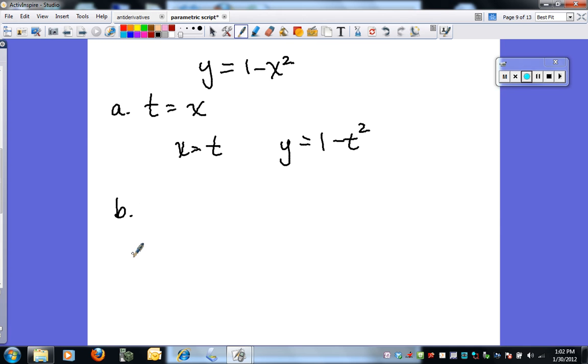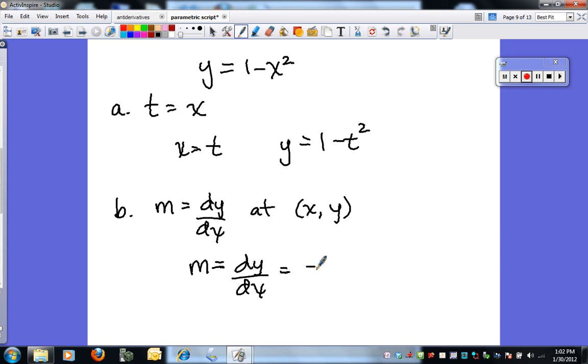So part B says that the slope m is equal to dy/dx, the derivative, no problem, at x comma y. So we need to express x and y in terms of the parameter m. We can proceed as follows. What is the derivative of this? Our derivative, dy/dx, is going to be just negative 2x. So that implies that x is equal to negative m over 2.